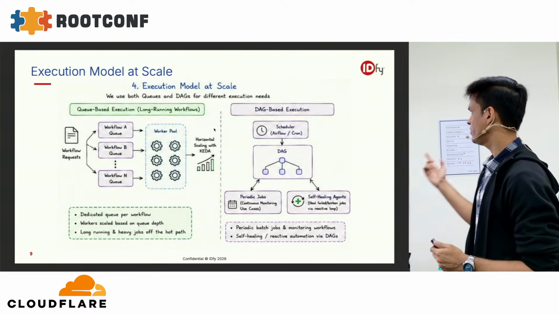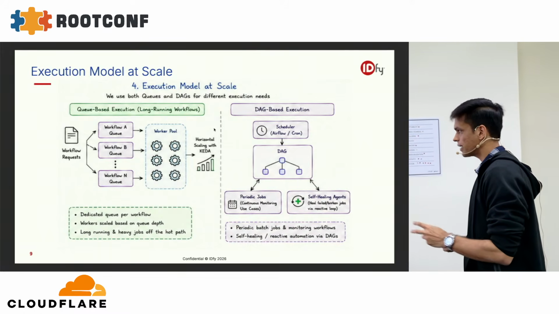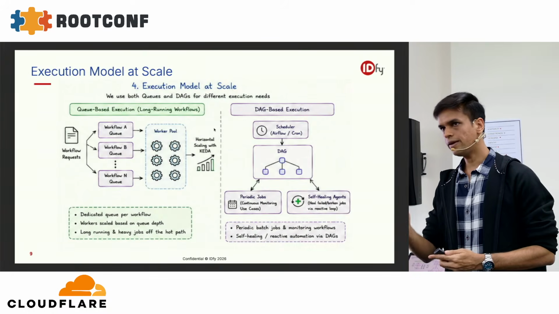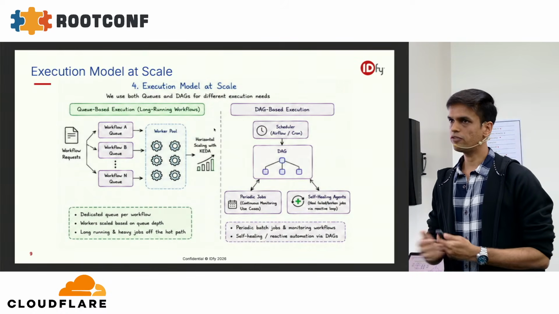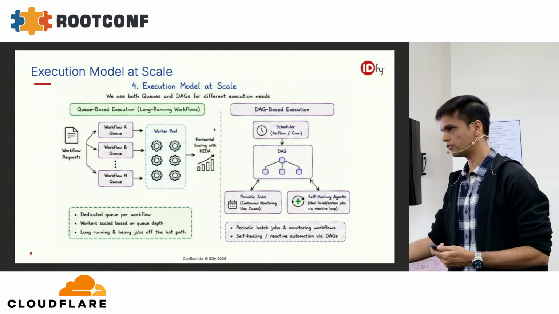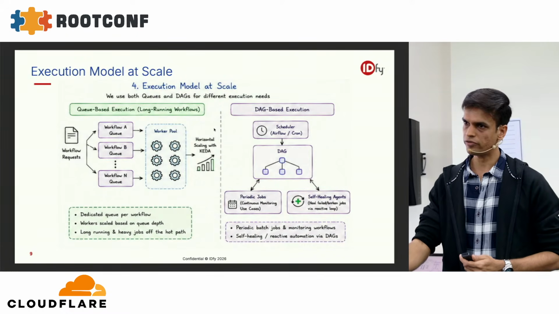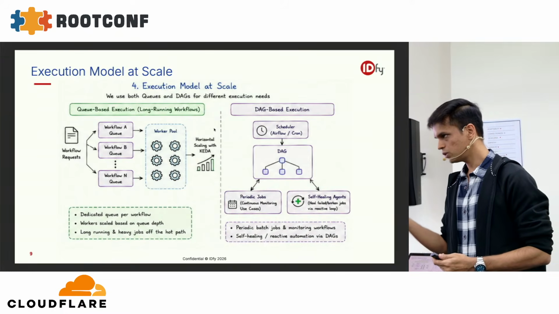And then we have DAG-based execution. Again, there are two aspects to it. In some cases, we have certain workflows that need to be triggered periodically, right? For example, reports for a few use cases need to be generated, let's say, every 12 hours or 24 hours. So in such cases, we use periodic crons.